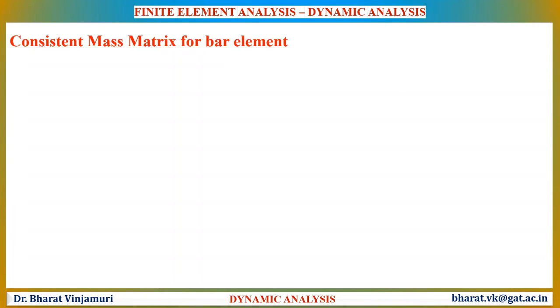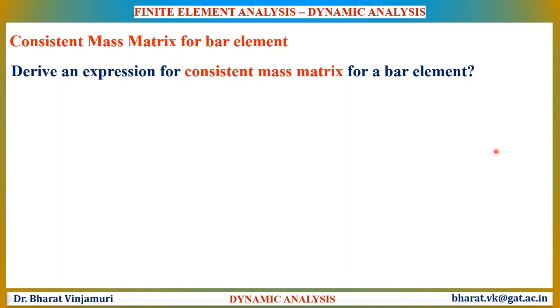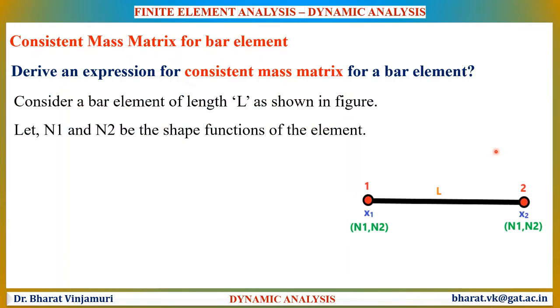Let us now derive the consistent mass matrix for a bar element. This is how the question can be asked for you. So we will be deriving an expression for a consistent mass matrix for a bar element. Let us consider a bar element of length L as shown in this figure. Let this bar element have two nodes, node 1 and node 2.